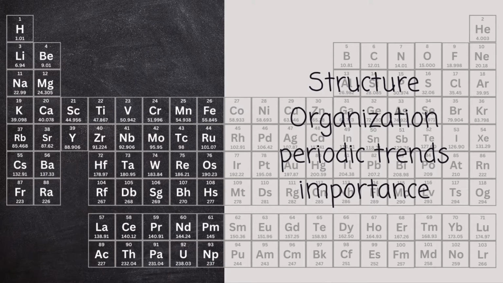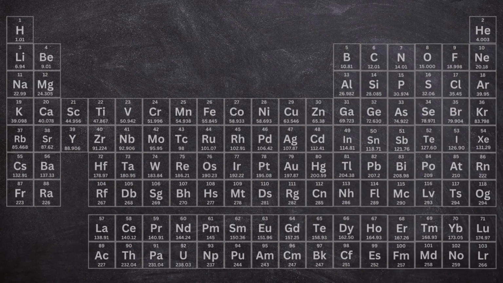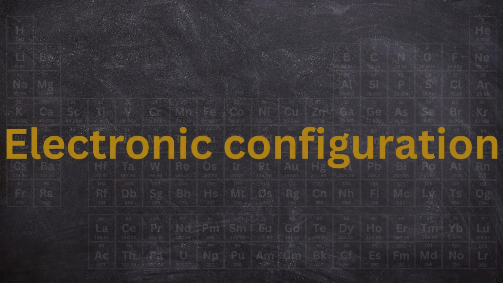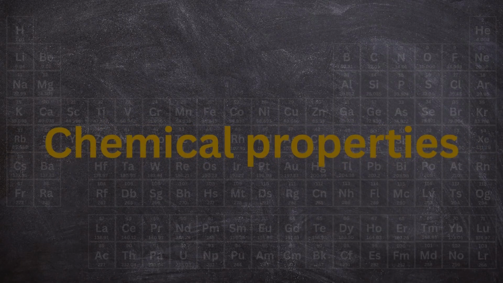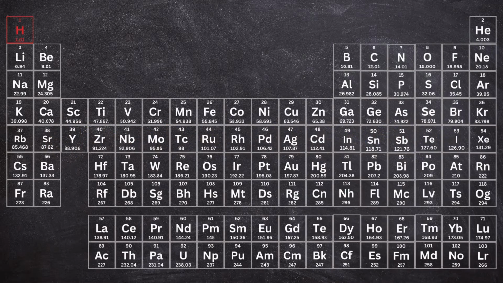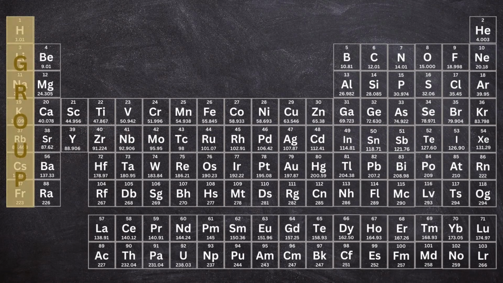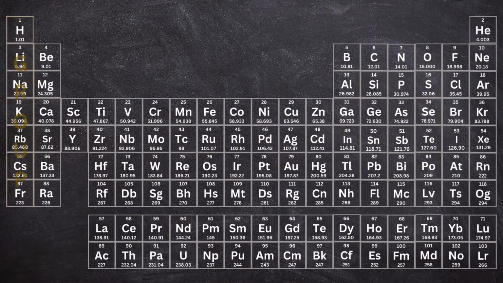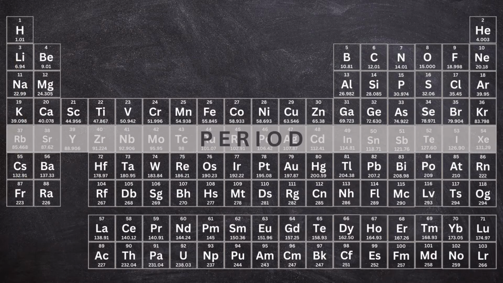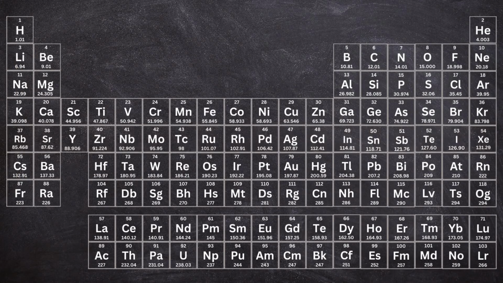The periodic table is a tabular arrangement of elements based on their atomic number, electronic configuration, and chemical properties. Each element is featured as a block, and the elements are arranged in vertical columns called groups and horizontal rows called periods. Elements in the same group or period have similar properties.